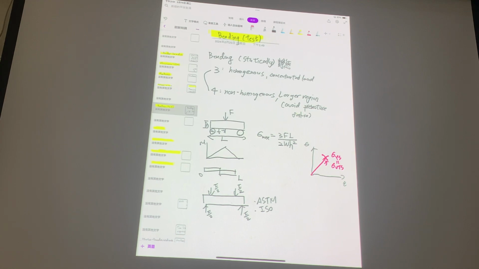All right. So again, you draw a lot of the bendings and all the stuff. I'm just going to give you the equation. So the maximum is FL divided by 2WH squared, all right? So this is 3-point. This is 4-point.